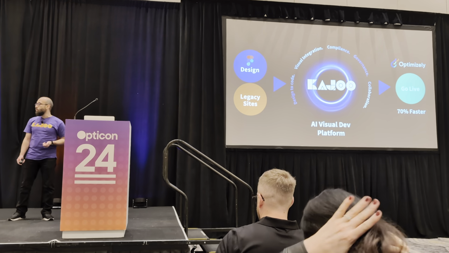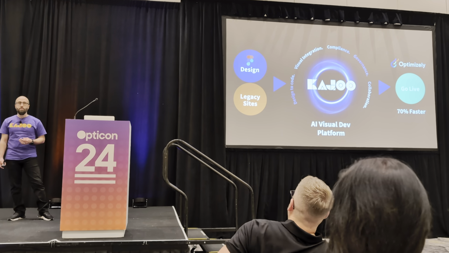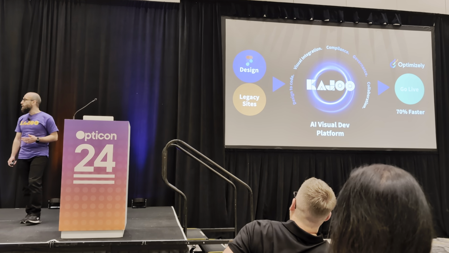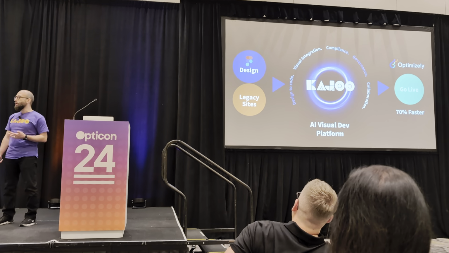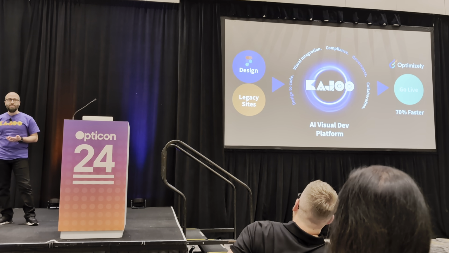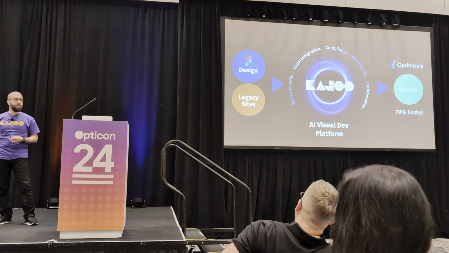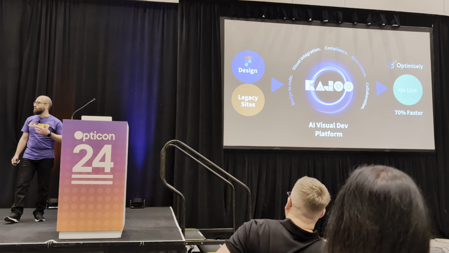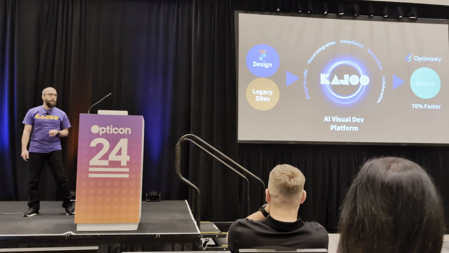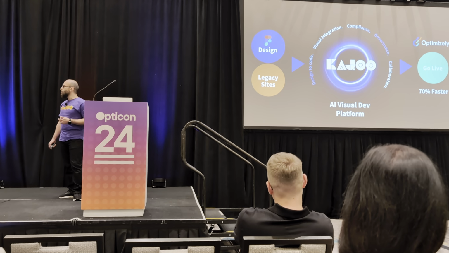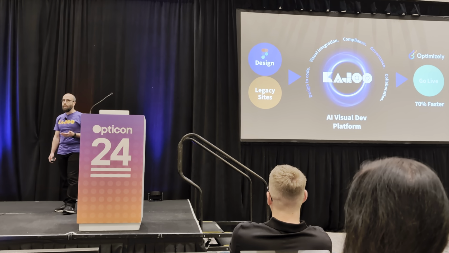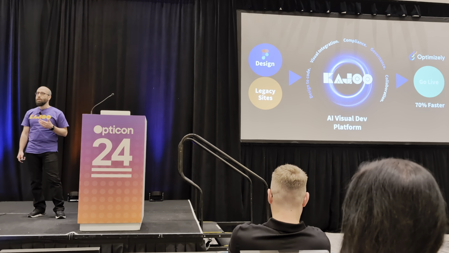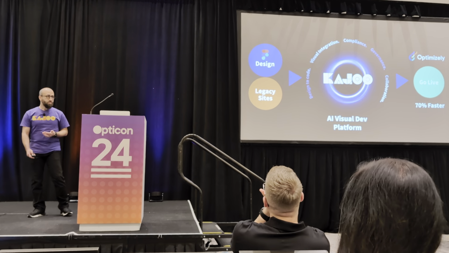Kajoo is an AI-powered visual development platform for Optimizely SaaS CMS. It's capable of converting legacy implementations and front-end code on a legacy DXP into the Optimizely SaaS. It can generate Next.js code and React code or Angular or Vue. And also, it's capable of converting different formats of designs, like from Figma or from a hand-drawn sketch, into the same process.